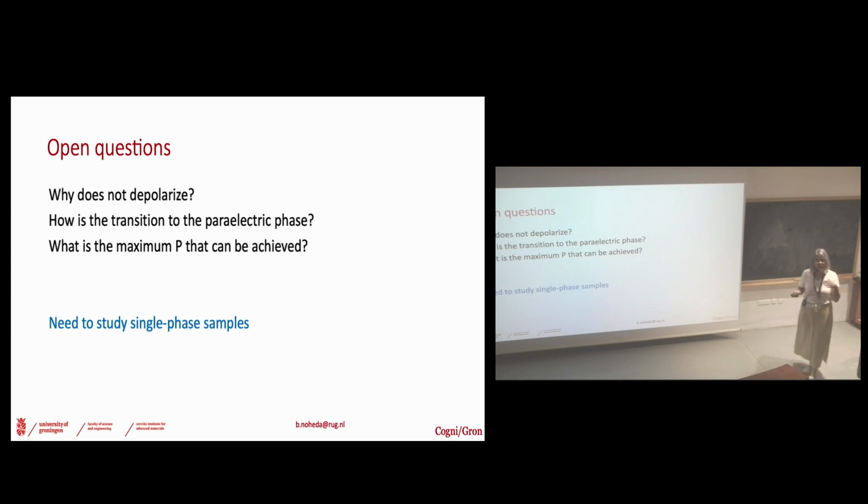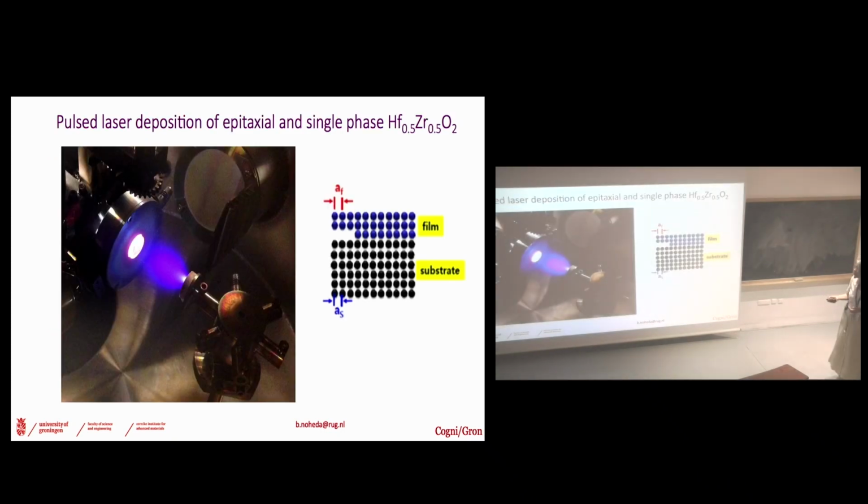So in order to understand what is going on, it's interesting to make sure you grow single phase samples, and if you could get them perfectly oriented and textured and so on, it would be better. That's why we decided to do pulsed laser deposition of this material, to understand better what is happening.